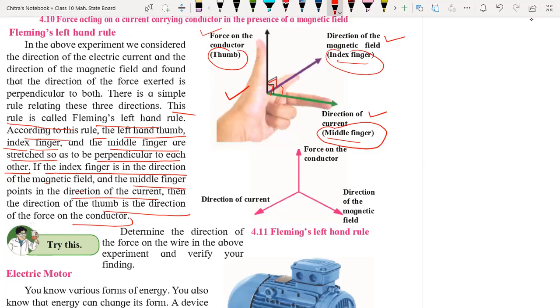This is called Fleming's left hand rule, and on that basis our electric motor works. The electric motor is designed on the basis of Fleming's left hand rule only. I want everyone to take a screenshot first, and then we will start the electric motor. Any doubt here?